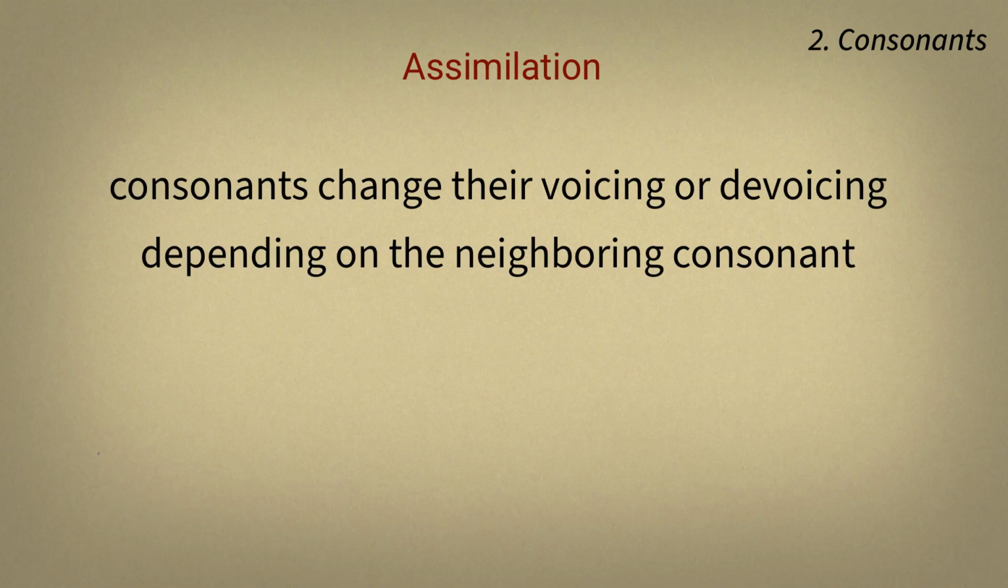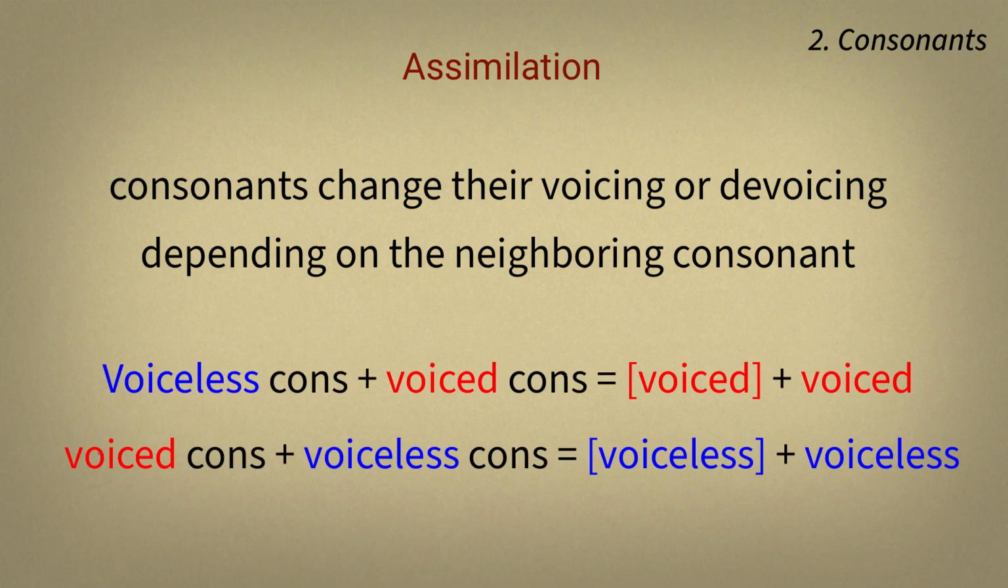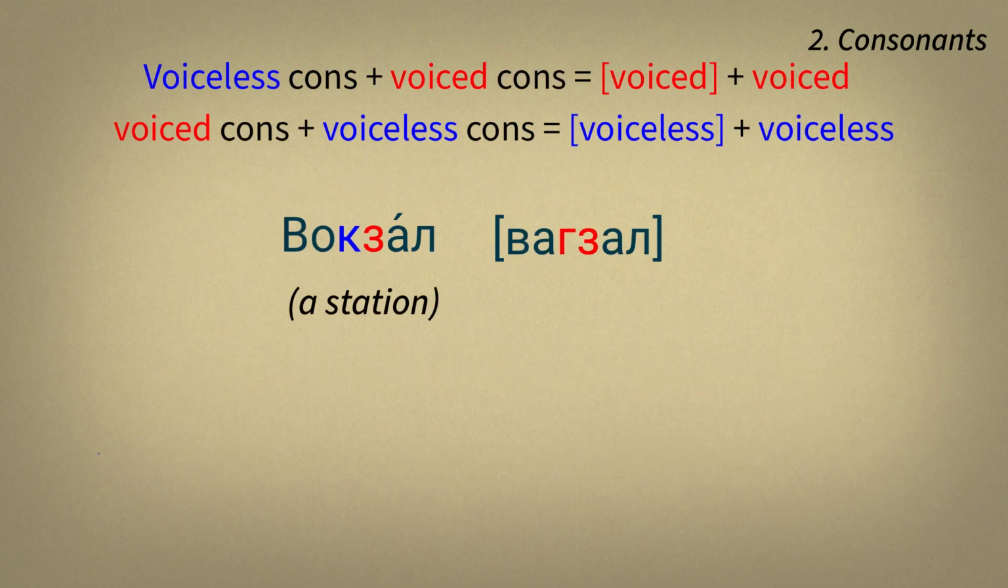Another aspect that influences the reading of consonants is assimilation by voicing and devoicing. Assimilation in Russian is a process in which consonants change their voicing or devoicing depending on their neighboring consonants. If a voiceless consonant stands before a voiced one, the voiceless consonant may become voiced and vice versa. For example, вокзал. The voiceless K stands before a voiced Z. That's why it is changed into its voiced pair G.